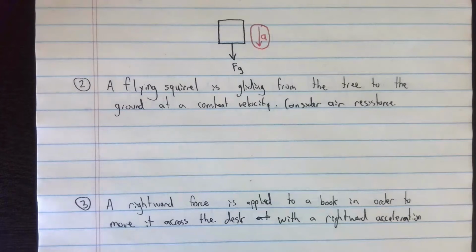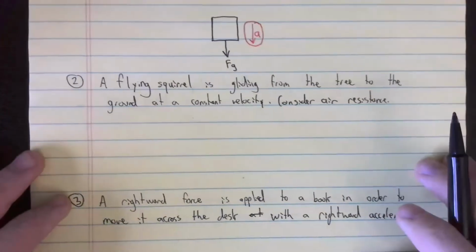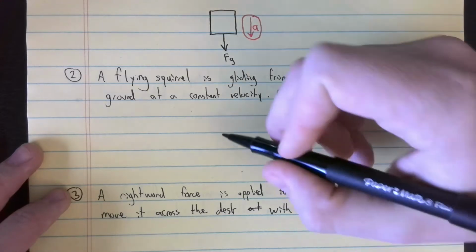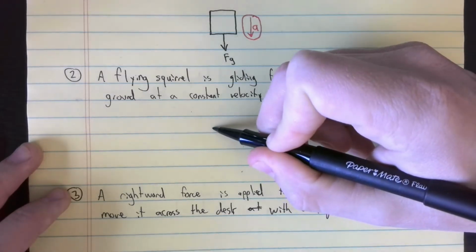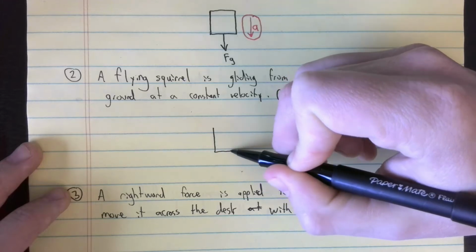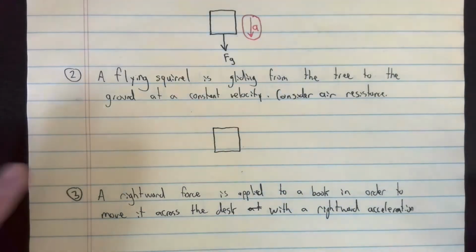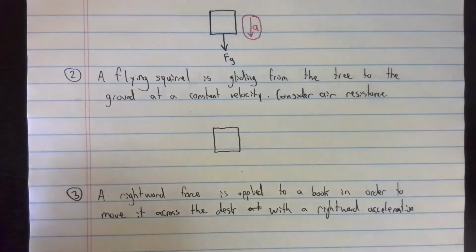So let's keep moving forward. A flying squirrel is gliding from the tree to the ground at a constant velocity. Consider air resistance. It's not very clearly written, but what I was going for is the squirrel is moving straight down. If you have something different, it might be somewhat correct. Anyway, let's just draw the forces.